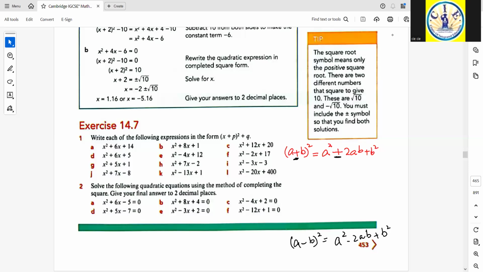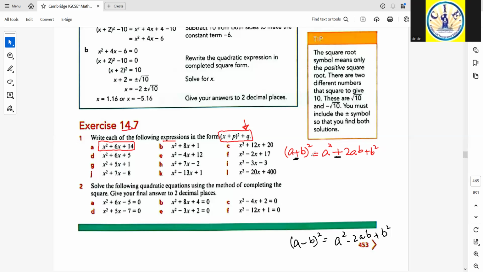Exercise 14.7. Write each of the following expressions in the form x plus p whole squared plus q. That means we need to complete the square of the terms given in this expression, and then there would be some residual term or a constant term, represented by q in this form. So we need to do it like this.